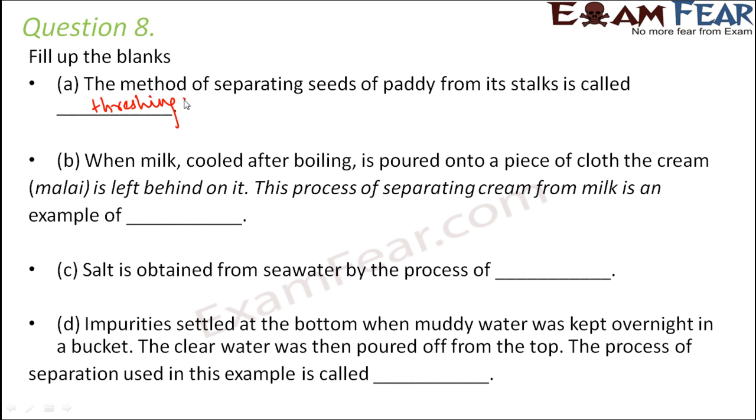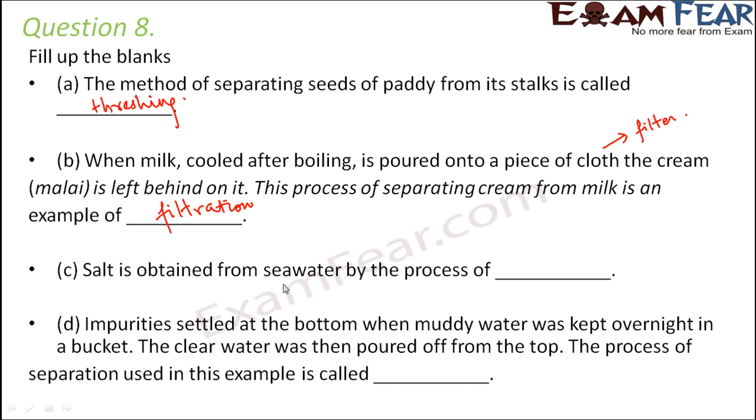When milk cooled after boiling is poured on a piece of cloth, the cream is left behind on it. This process of separating cream from milk is an example of... now what are we actually doing? We are passing the milk through a piece of cloth, and the cloth acts as a filter because it has tiny pores. The tiny pores in the cloth allow the milk to pass through, but they don't allow the cream, and that's how the cream and the milk get separated. So this is definitely an example of filtration.